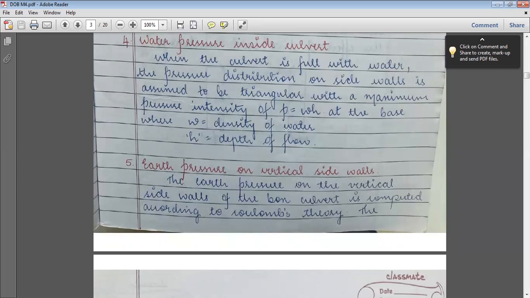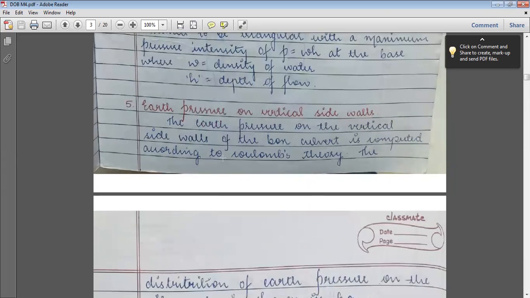At top it will be 0, at bottom it will be equal to W into H. That is linearly varying load. Water pressure has to be considered as linearly varying load always. So at bottom, water pressure is W into H, where W is density of the water and H is depth of flow.